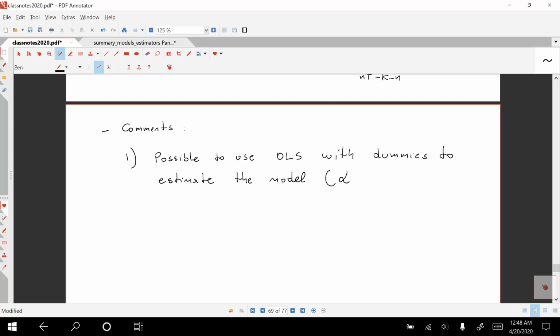If we do that, we'll be estimating both the alpha i's and also beta. This procedure is called the dummy variables least squares estimator. Sometimes you're going to see LSDV. Actually, it's equivalent to the fixed effects estimator.